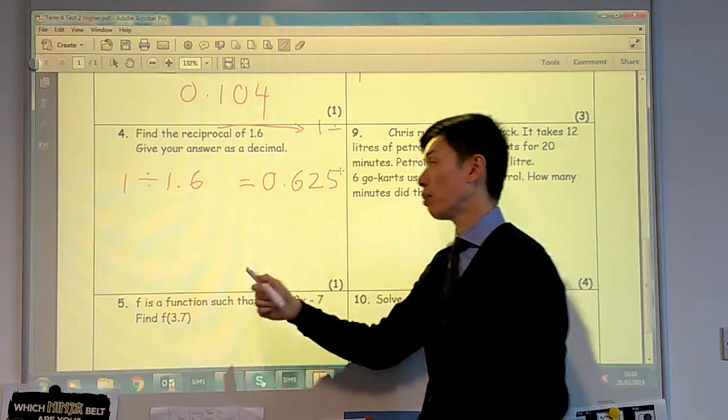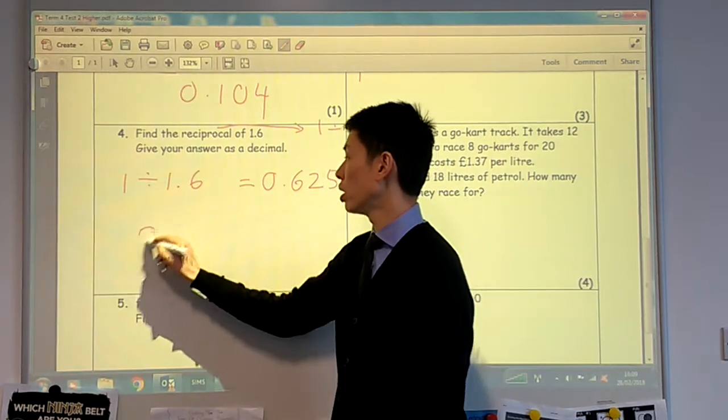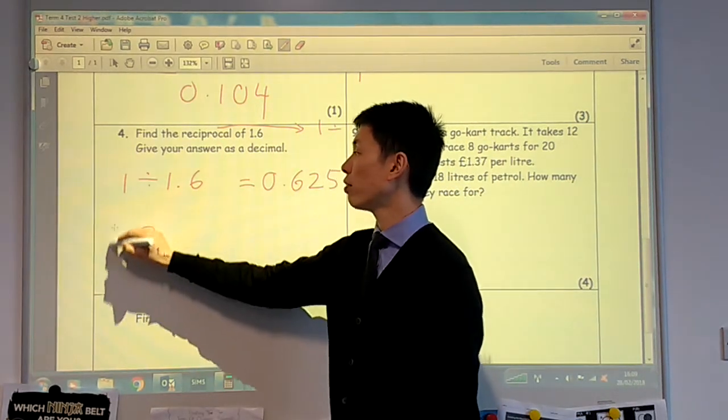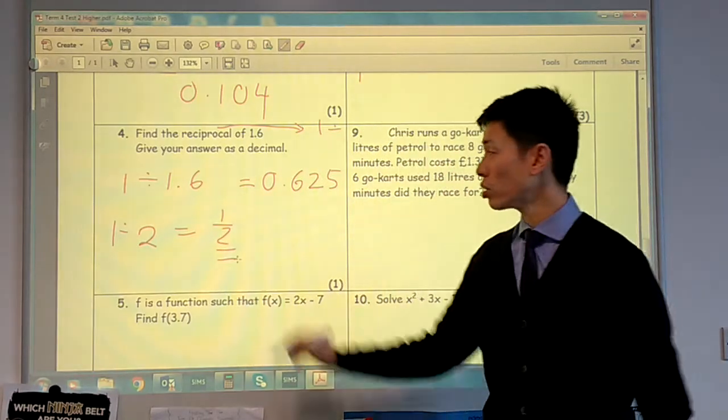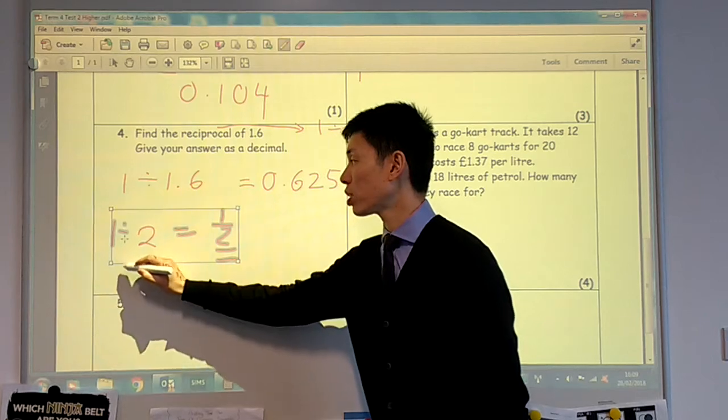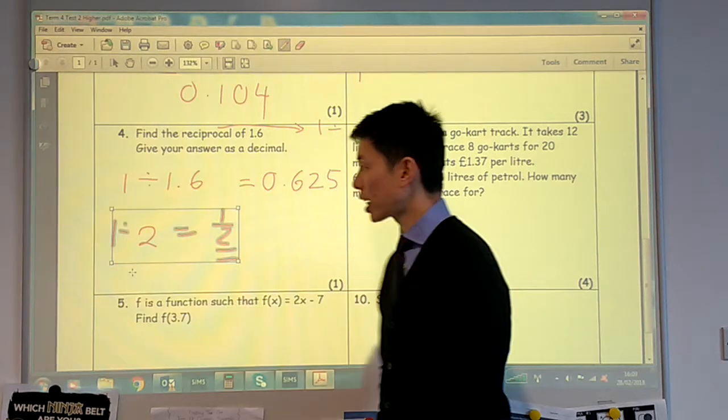Now, if this exam wasn't a calculator paper, it's a calculator paper 1, then they would not give you a decimal point. They might give you the reciprocal of 2. So the reciprocal of 2 is 1 divided by 2, which is 1 over 2, a half. So you might like to think about this as well, in case it's not a calculator paper.